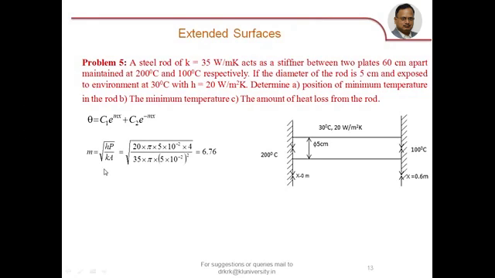And the m value is root of hP by kA, where h is 20, perimeter is πd, k is 35, area is π/4 d², that 4 has gone to the numerator, and the diameter is 5 into 10 to the power minus 2, whole squared, which gives you 6.76 per meter.